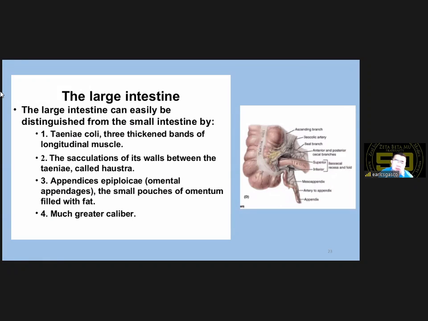The large intestine can easily be distinguished from the small intestine by the taenia coli, which are 3 thickened bands of longitudinal muscle. Also, we can see the sacculations within the walls, known as the haustrations. We also see appendices epiploicae, which are our omental appendages, small pouches of omentum filled with fat, yellowish structures along the length of the colon. And the large intestine, as the name implies, is larger in caliber compared to the small intestine. So those are the distinguishing features.